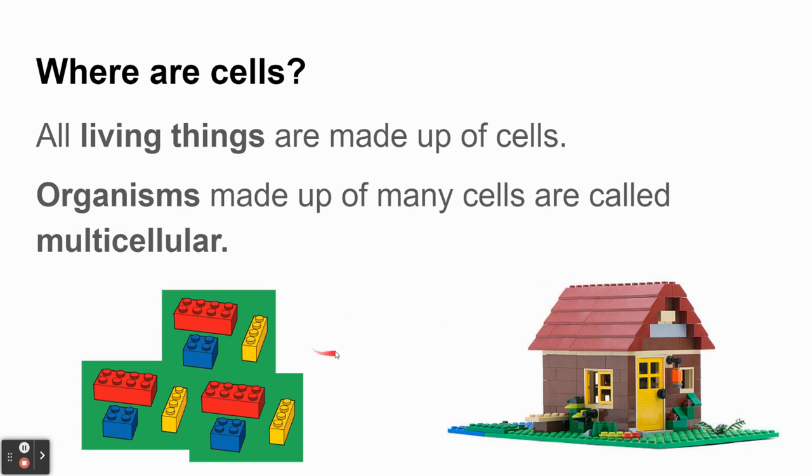Living things are made up of cells, and when you put lots of different types of cells together, so thinking about a human, if we put muscle cells, blood cells, bone cells, skin cells together, we can gradually start to build up an organism. So some organisms, like humans, are made up of lots of cells, and we call these types of organisms multicellular organisms, meaning they're made up of lots of cells.